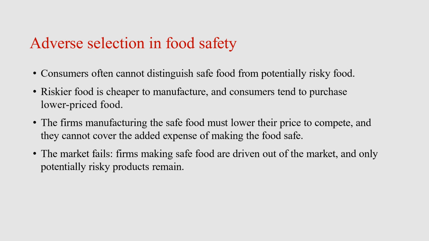Adverse selection in food safety. Consumers often cannot distinguish food safety from potentially risky food. Riskier food is cheaper to manufacture, and consumers tend to purchase lower-priced food. The firms manufacturing the safe food must lower their price in order to compete because people can't tell the difference between the safe food and the potentially riskier food. And they cannot cover the added expense of making the food safe themselves. So the market fails. Firms making safe food are driven out of the market and only potentially risky products remain. So here we find a role for government. We have market failure. Government needs to step in to do the inspections.